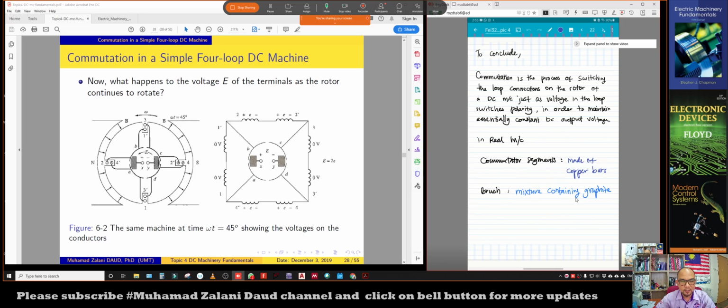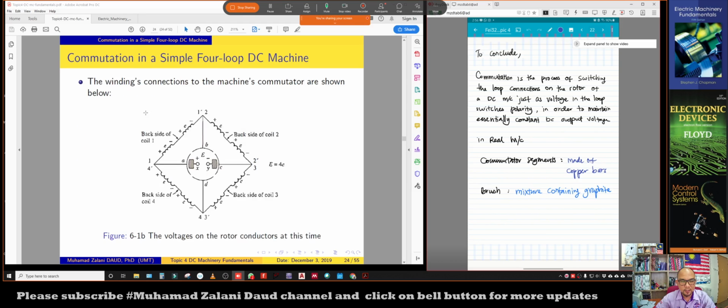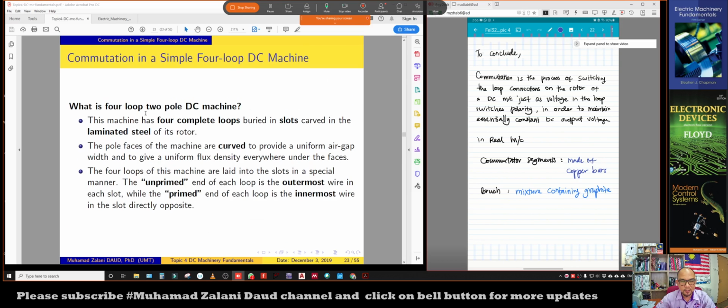So this is for the case of machines that use brushes. There are some more advanced machines with no brush, which are brushless DC machines, and they work on a bit different concept. We are not going to cover brushless DC machines. In this case, we are considering brush DC machines. So I think that's all to cover in this lecture session. We have covered up to this section, which is the induced torque and also the commutation process of a simple four loop DC machine.